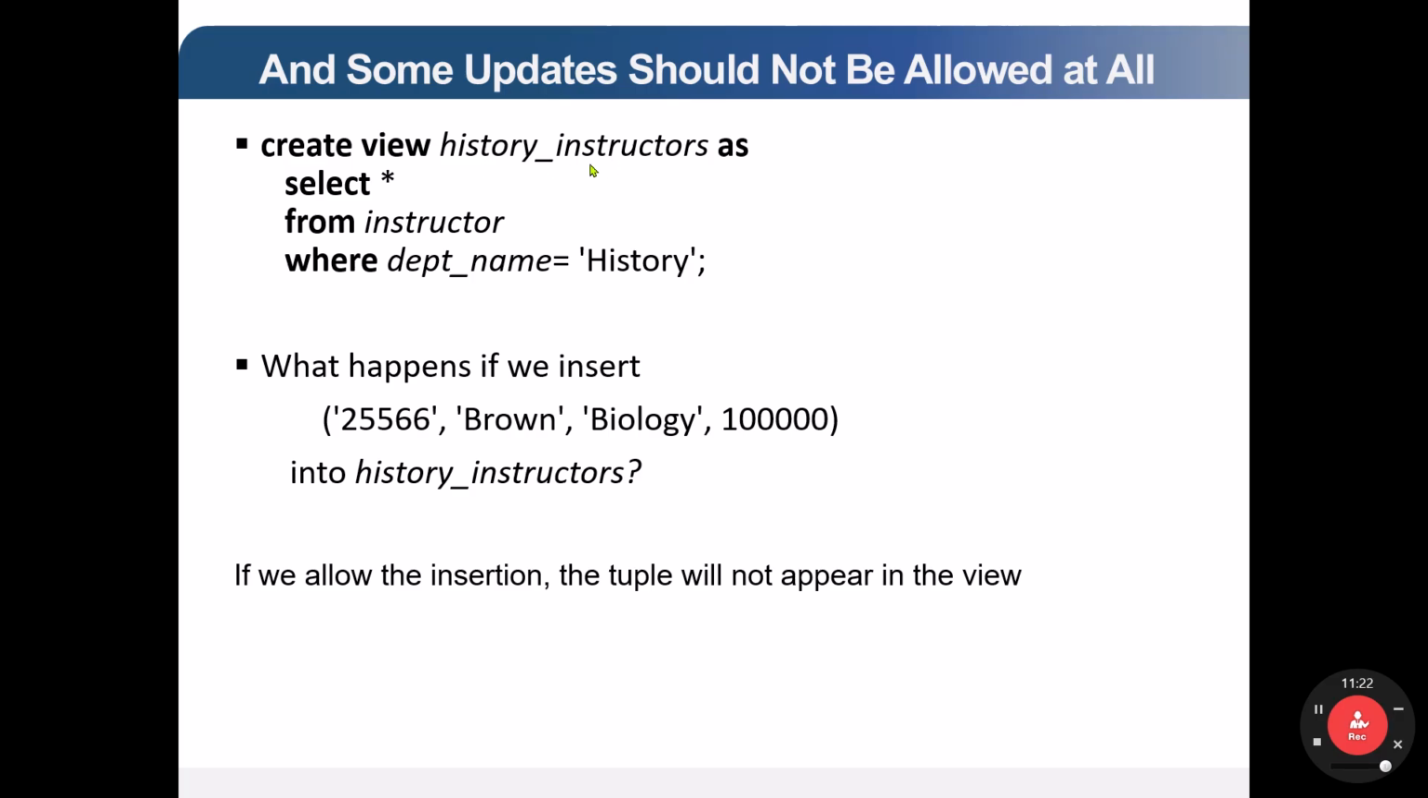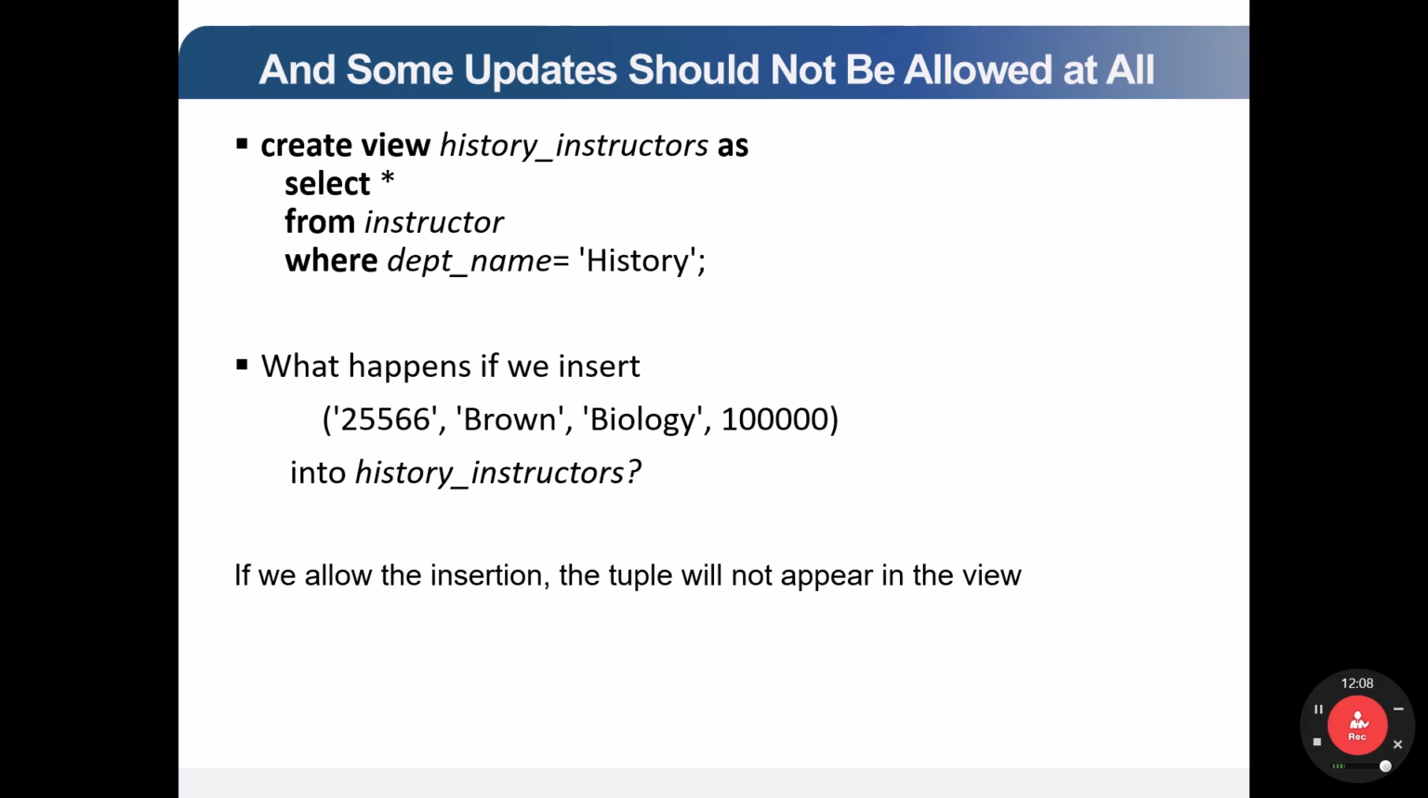History instructor is for instructors from history department, but this guy named Brown is from biology department. If we allow to insert this data into instructor table, then instructor table will have a new record, but this newly inserted record will not be shown in history instructor. And that is confusing, right? It may surprise developers or applications. The instructor table is updated with this value. Yeah, so whenever you insert a record into a view, the record will be actually inserted into the original table.